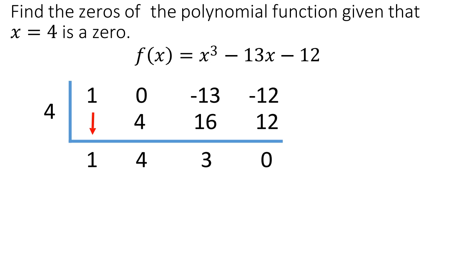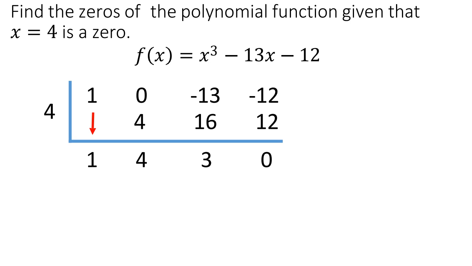This first step is I bring down my 1, and then I multiply 4 times 1 is 4. Then I add 0 plus 4, which is 4. Then I multiply again. 4 times 4 is 16. Negative 13 plus 16 is a positive 3. 4 times 3 is 12. And negative 12 plus 12 is 0.